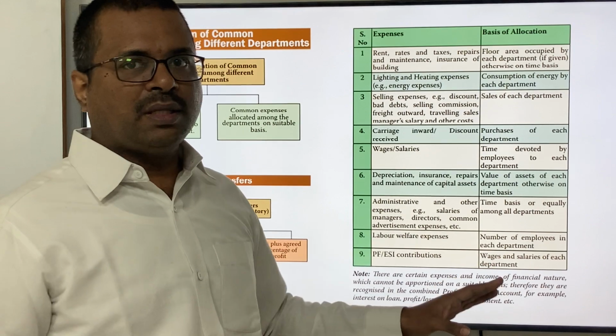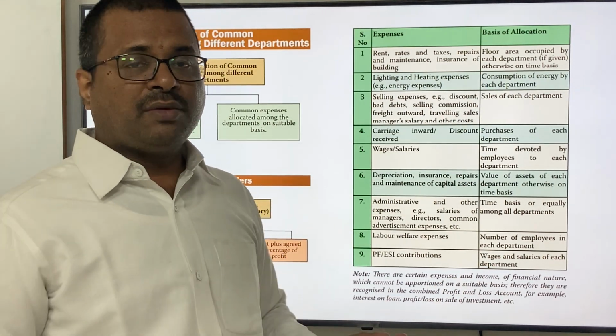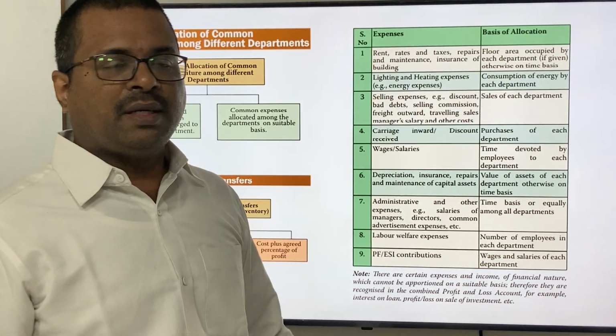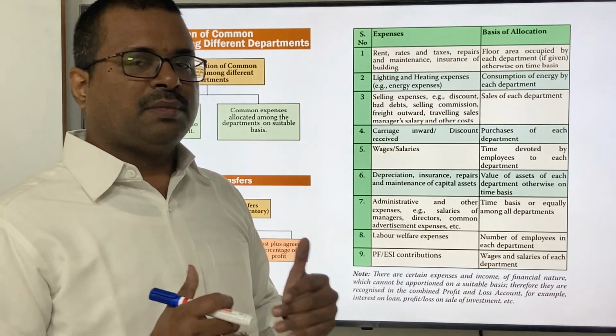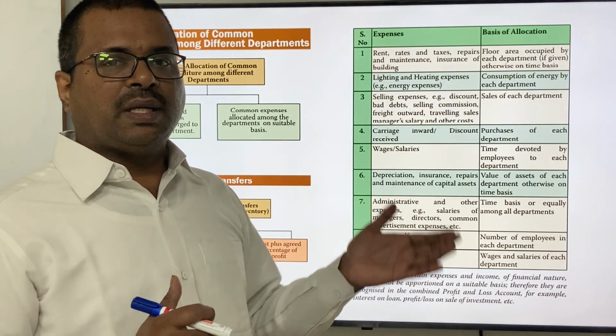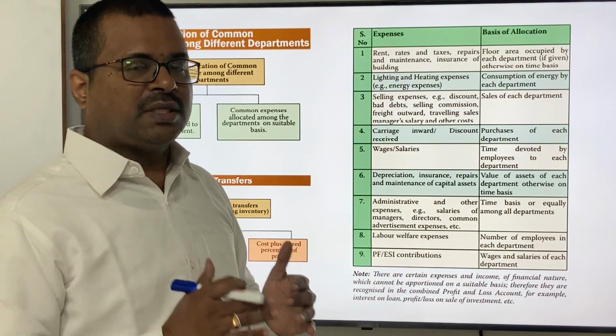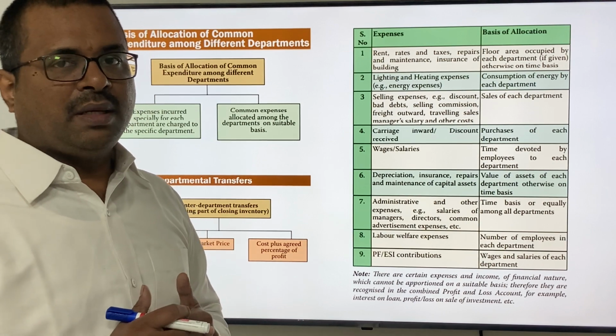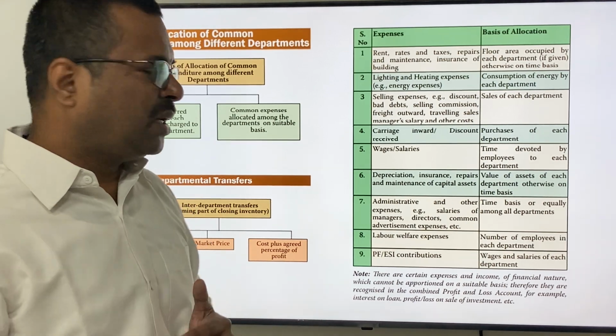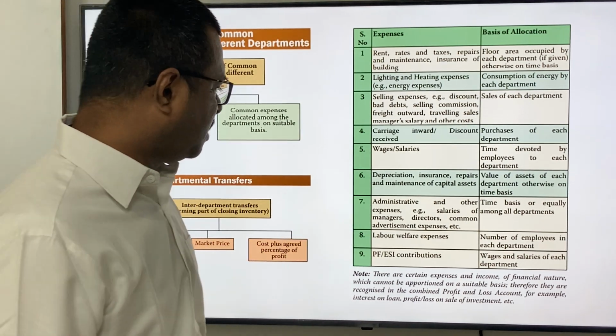That is the reason I told you in the beginning, it is not a hard and fast rule that this cost has to be divided this way. This is only theoretical. The management has to think on what basis any particular cost can be divided, and whichever is more rational, that basis can be chosen, and accordingly the cost can be divided among the departments.